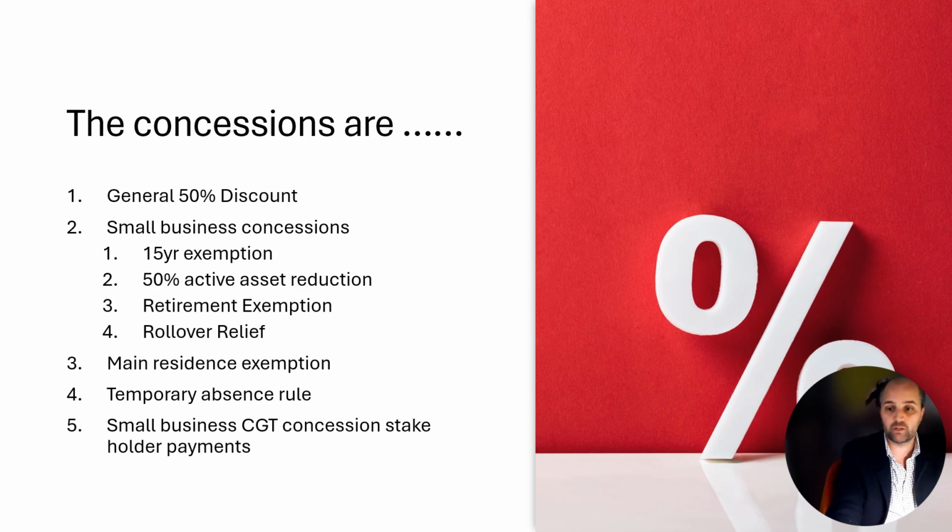The temporary absence rule is for people that move out of their primary residence and, say, rent it out. It can be maxed at 6 years, but you cannot buy another primary residence property in that time to be claiming this. And number 5 is in relation to all the payments that you receive from capital gains concessions. We're exempt from tax, but small business shares the entity involved.